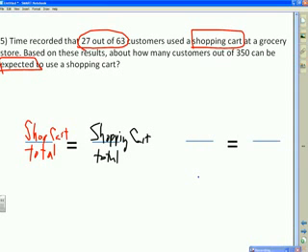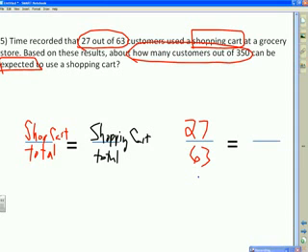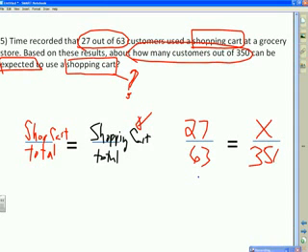Same thing. So the first number tells me I'm going to put 27 over 63, and the second number, based on these results, now this is where it's key. You've got to read carefully. How many customers out of 350 can be expected to use a shopping cart? This is what we do not know. Always ask yourself, what do we know, what don't we know? We don't know the shopping cart. So we see that shopping cart's on top, so we're going to put an X on top. And they give us a third number, and it's 350.